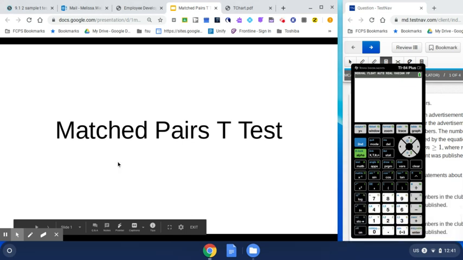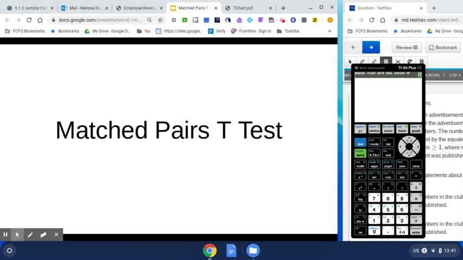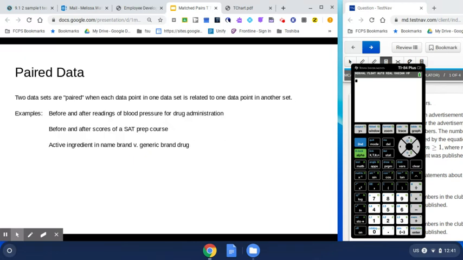Today we will be learning about matched pairs t-tests. First of all, before we get started, paired data is when you have two sets of data that are related to one another. Some examples that might be considered paired: if we have some drug administration and we're concerned with blood pressure changing after they administer the drug, we would take a before reading of blood pressure and an after reading of blood pressure, and we're testing to see if there's a difference.